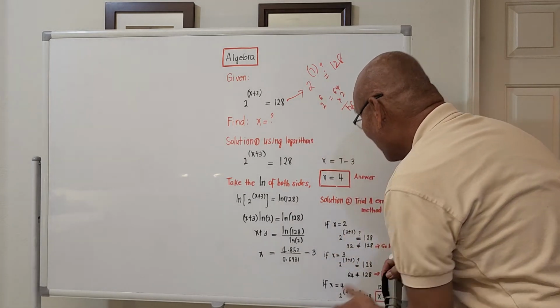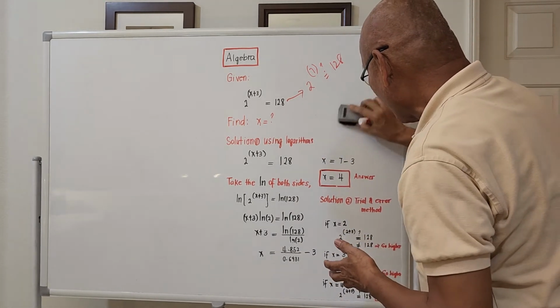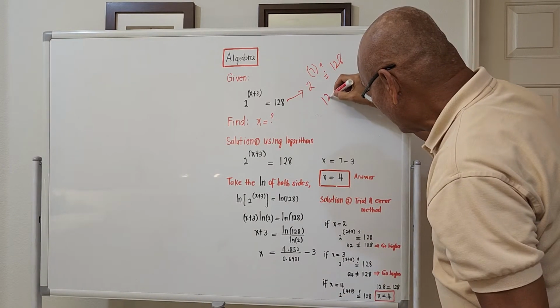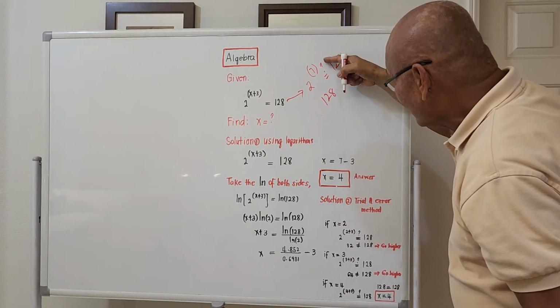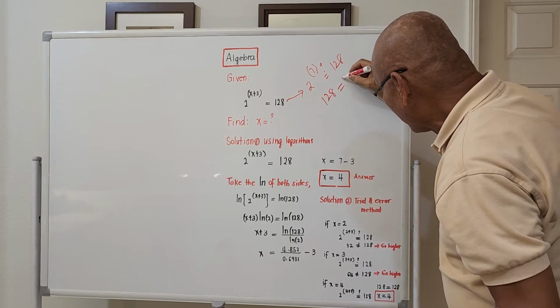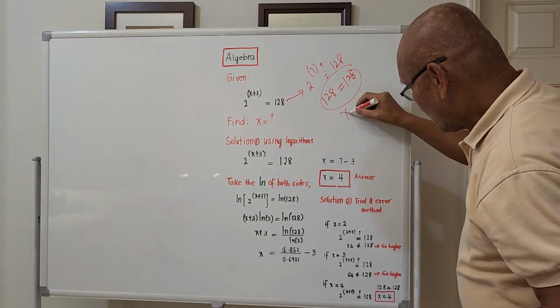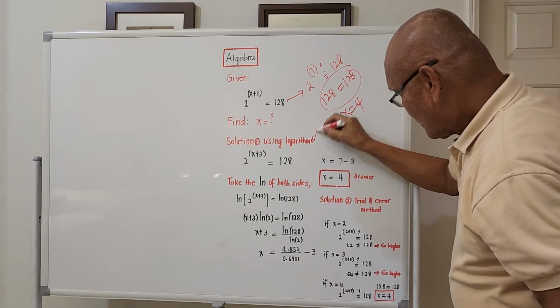So the value x equal to 4 satisfies the given equation because what comes out on the left hand side is 128. I will not ask anymore if it's equal. It is really equal to 128. So the unknown value of x is equal to 4 using natural logarithm.